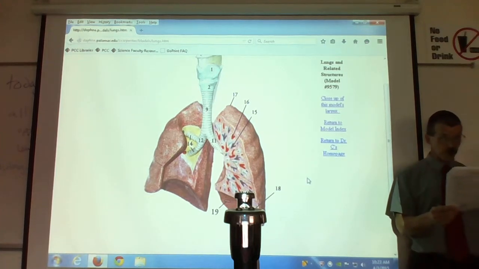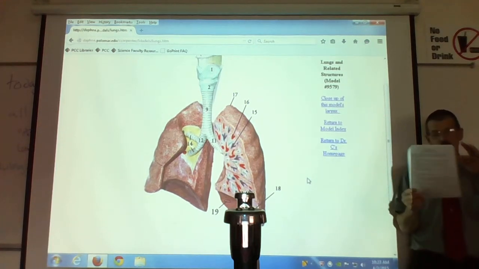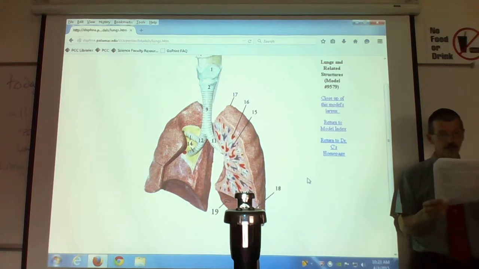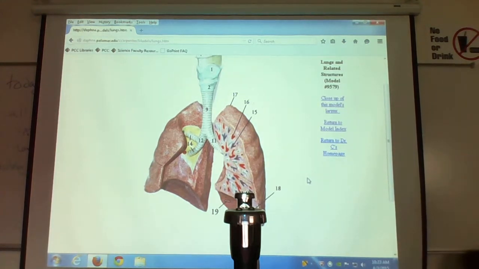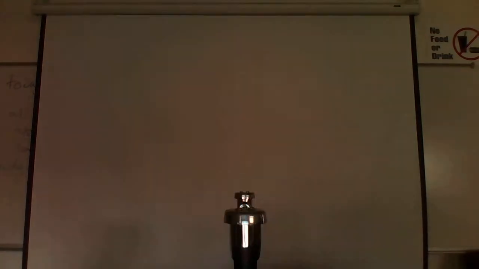Then you know about pleura from 231. You know about the diaphragm from 231. That pretty much covers our big stuff. We're going to do histology now. Let's go to JDOT and learn some histology.